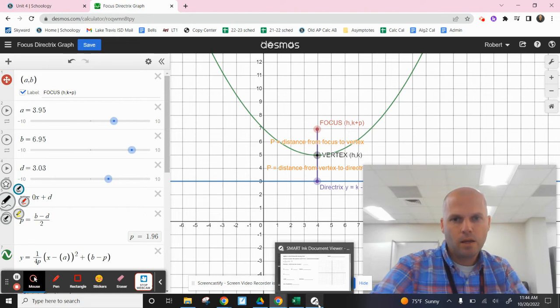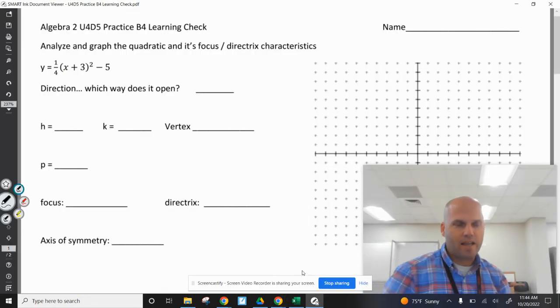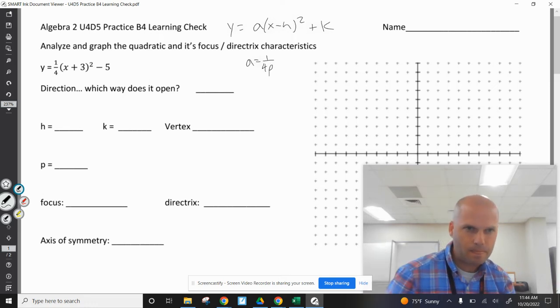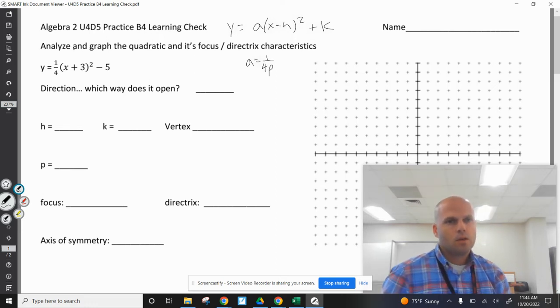All right. They discovered that in our normal equation, y equals a times x minus h squared plus k, this is the vertex form of an equation, that a is equal to 1 over 4p. That's it. Okay.